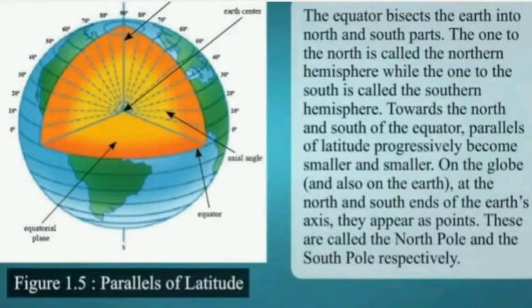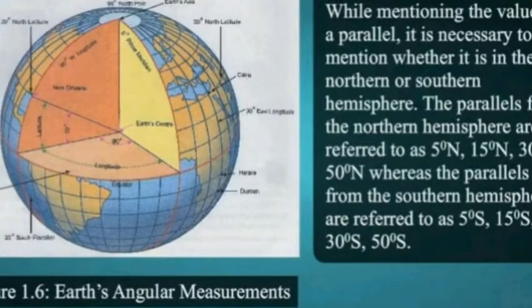Towards the north and south of the equator, parallels of latitude progressively become smaller and smaller on the globe. At the north and south ends of the earth's axis, they appear as points. These are called the North Pole and the South Pole respectively.